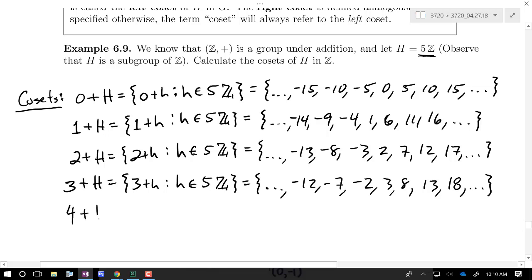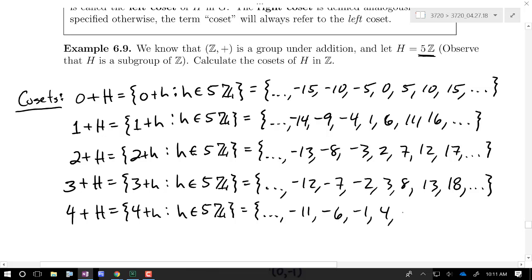Find the 4 coset of H. So I'm going to take multiples of 5 and add 4. Minus 11, minus 6, minus 1, 4, 9, 12, gosh, what's wrong with me? 14, 19, and so on.